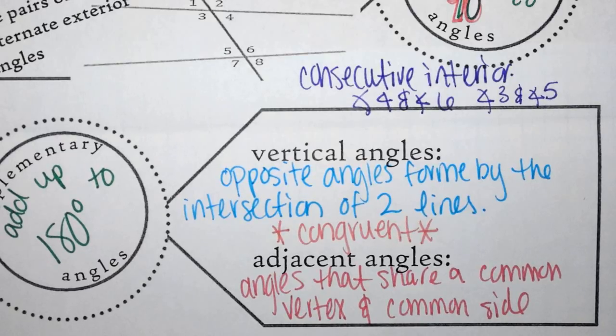Name a linear pair. 1 and 2. And 3 and 4. And 7 and 8. What about 5 and 7? No, those are adjacent. And it's also a linear pair, right? Because it makes a line, yeah? What about 6 and 8? Yes.